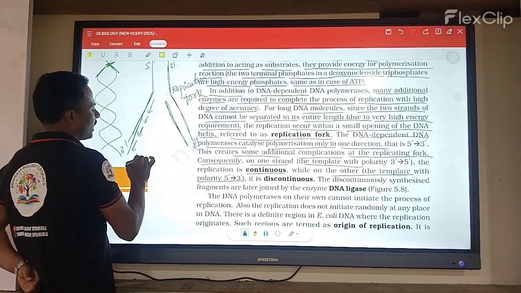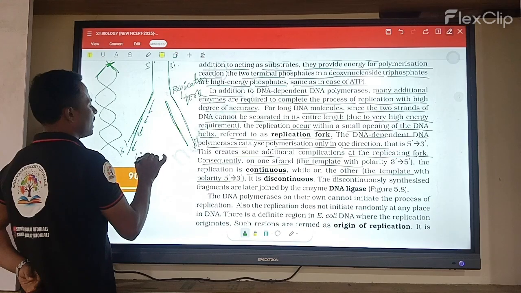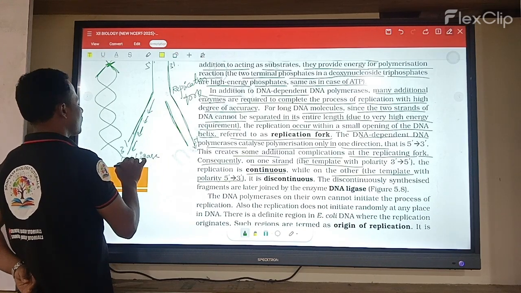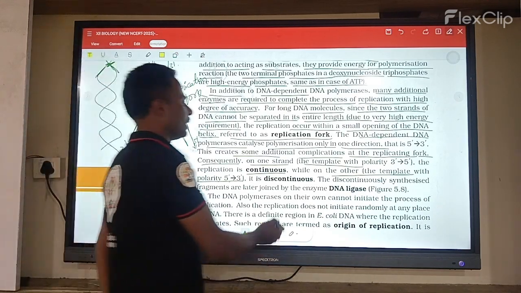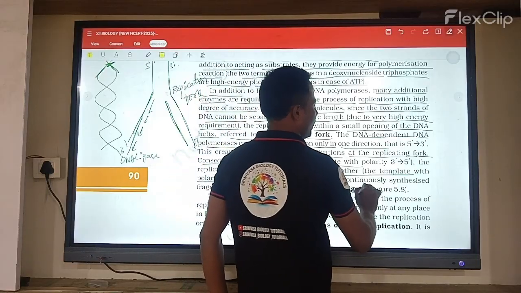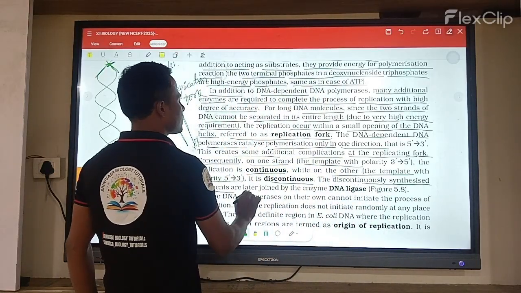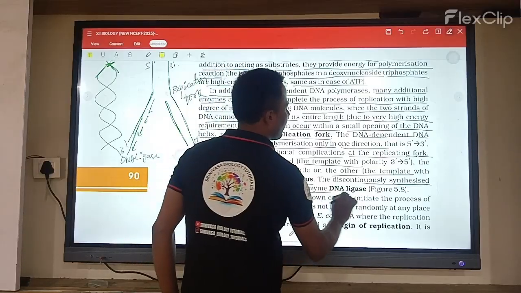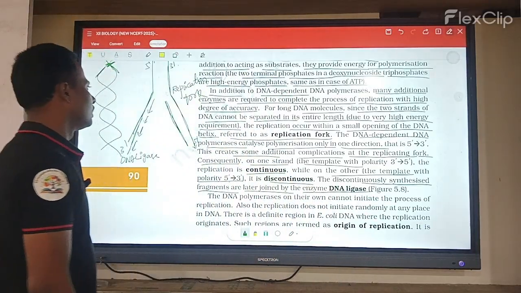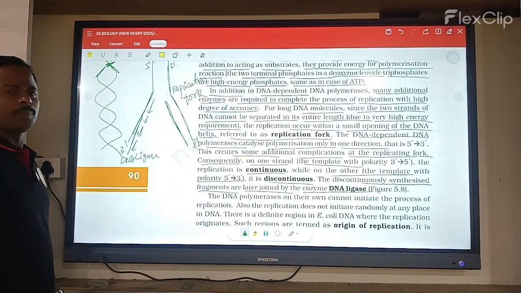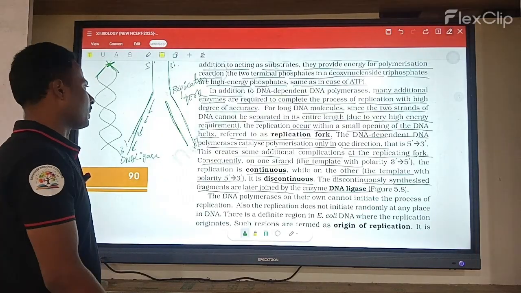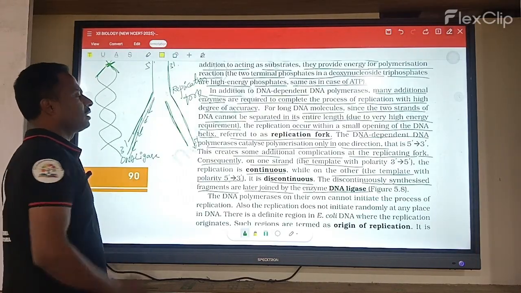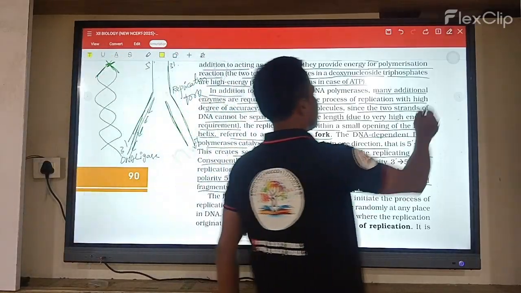In this discontinuous strand, how do the fragments get bound again? With the help of the enzyme DNA ligase. The discontinuously synthesized fragments are later joined by the enzyme DNA ligase. With the help of DNA ligase all the fragments get joined, and finally they form that other strand.